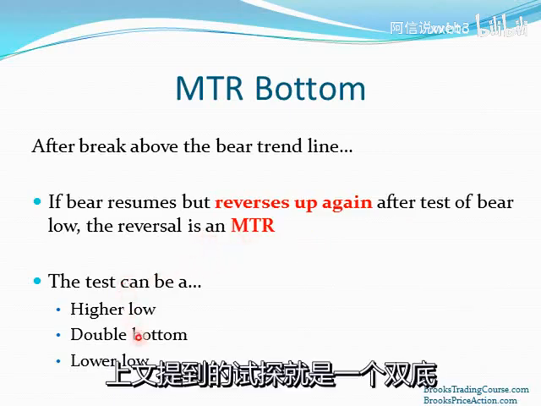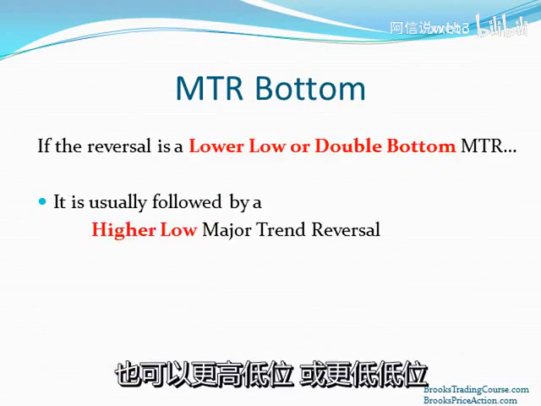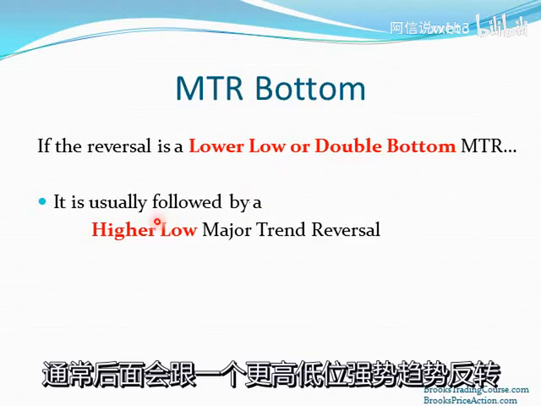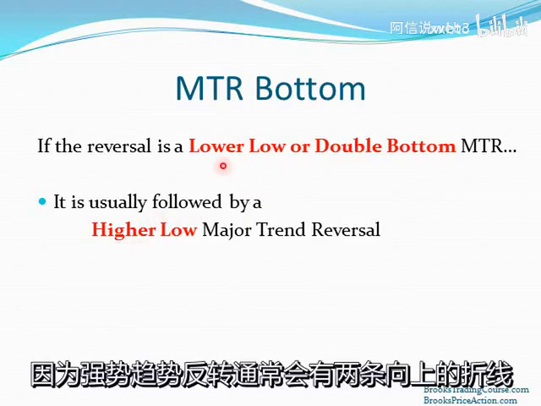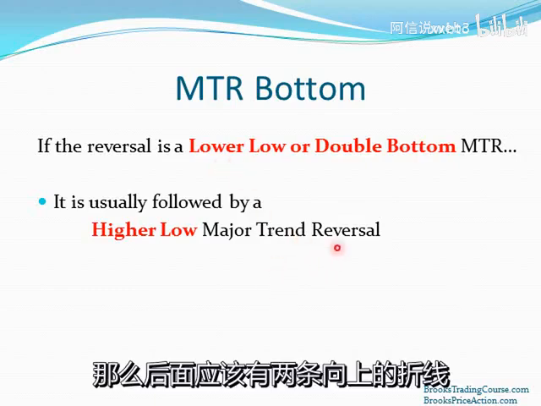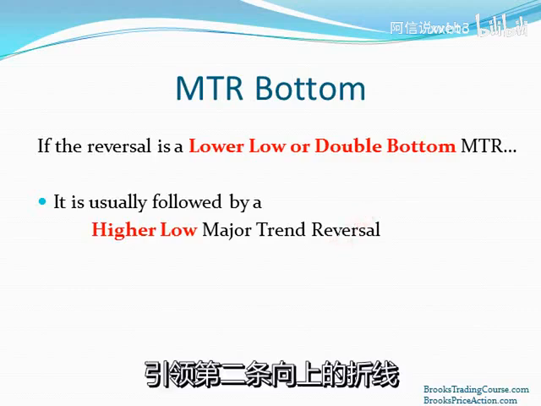The test is some kind of a double bottom. It can be perfect, it can be a higher low, it could be a lower low. If it's a lower low or a double bottom, it's usually followed by a higher low. That's because a major trend reversal usually has two legs up. So if you have a lower low and you want two legs up, you'll then have a higher low to start the second leg up.